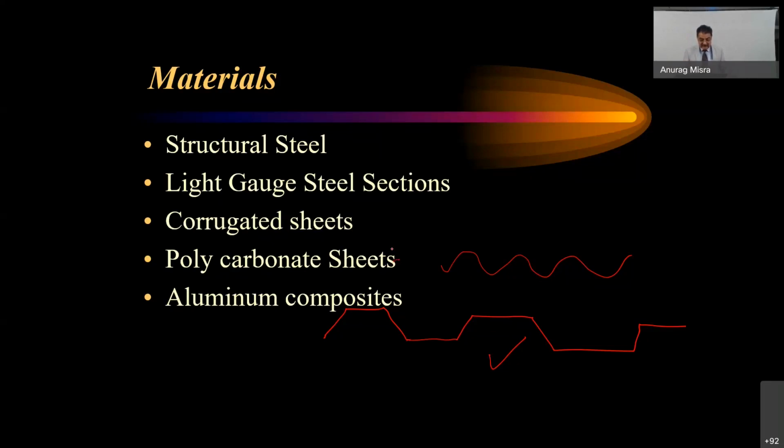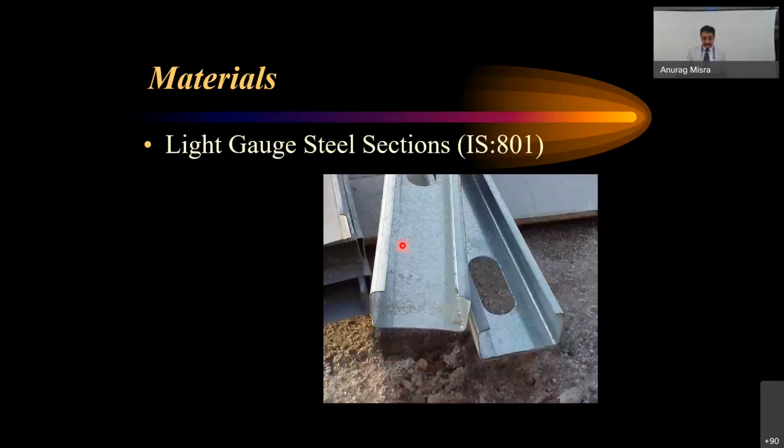Then polycarbonate sheets we are using quite extensively, and aluminum composites. So these two are new ones. Many times we are using multi-layer polycarbonate sheet for giving insulation, and also the utilization of daylighting, because when you are going for ECBC plus norms, many times you need the daylight as well and want to reduce the AC load.